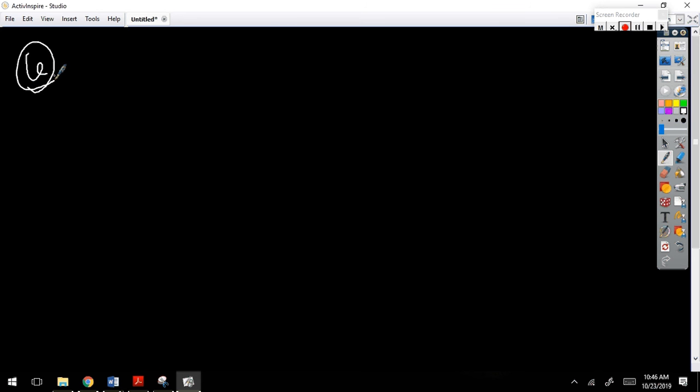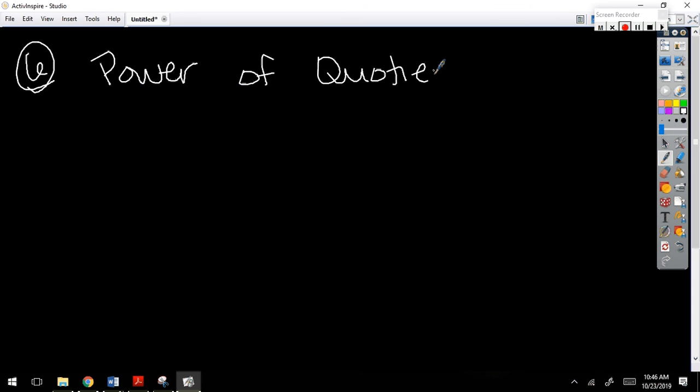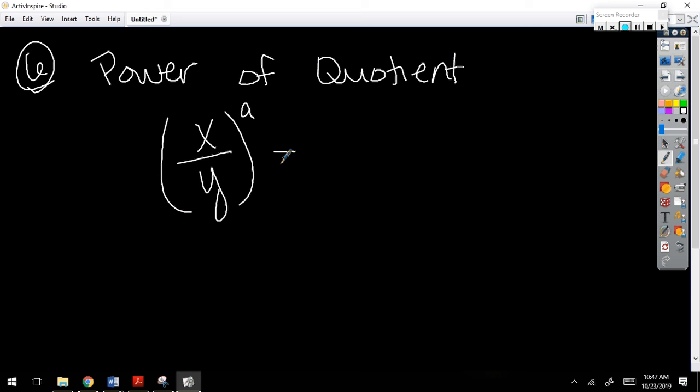Power of a quotient. If you can remember power of a product, you can remember power of a quotient, because power of a product is multiplying, power of a quotient is dividing. All right, so same concept here. If you are dividing inside the parentheses, then yes, you may distribute that exponent.